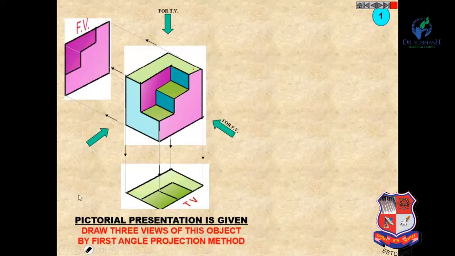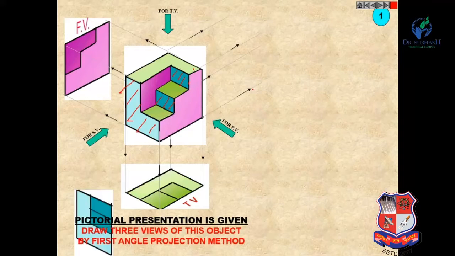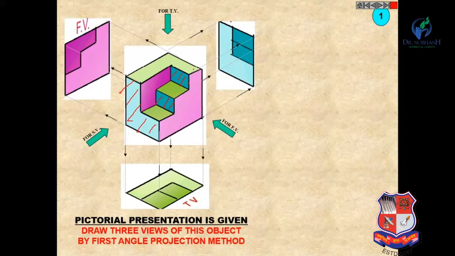Now for the side view, you will see this portion in the side view, a blue colored portion will be seen in the side view. So you can see the side view, the left hand side view. So you will find the height and breadth of the object. This is the side view.